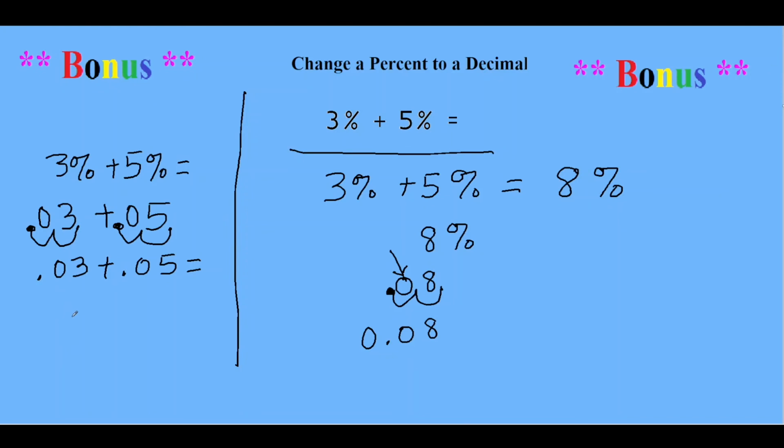Well, let's see. If I put 0.03 and 0.05, and I draw my line, put the plus sign right here. So 3 plus 5 is 8. And 0 plus 0 is 0. Bring my decimal point down. I could have done it right away. You can do it, but just make sure you have it, okay? Now I'll put a 0 over here to make it look good. And there it is. And these numbers match. And that's the answer to our bonus problem.